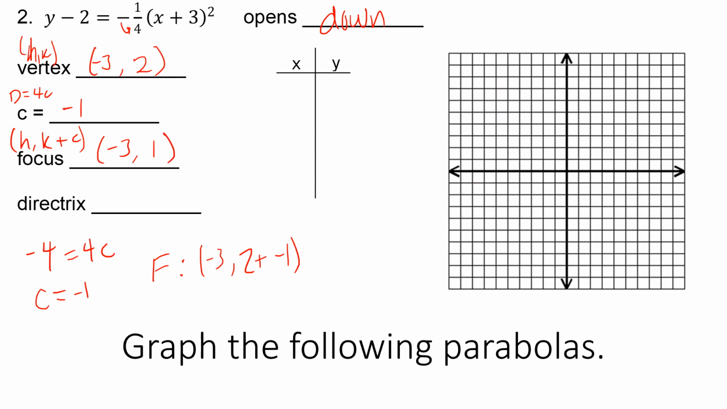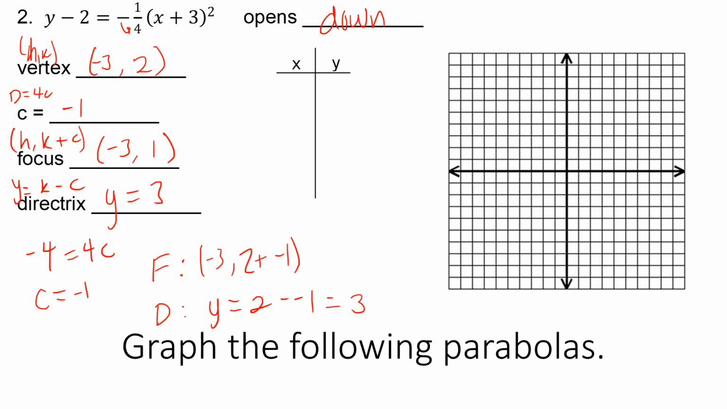Okay. Next is our directrix. Our directrix is a horizontal line. To find that horizontal line, it's going to be y equals k minus c. So our directrix here, it's going to be y equals our k value. Our k is 2. Our c value, minus negative 1. That's going to give us a 3. So y equals 3. Okay, so we're going to go ahead and put in y equals 3.